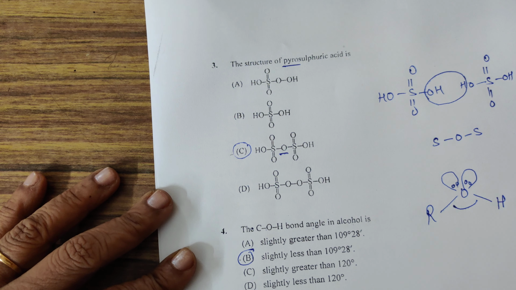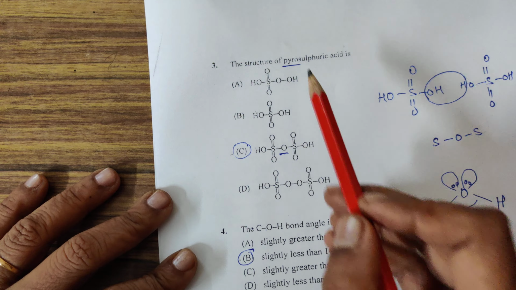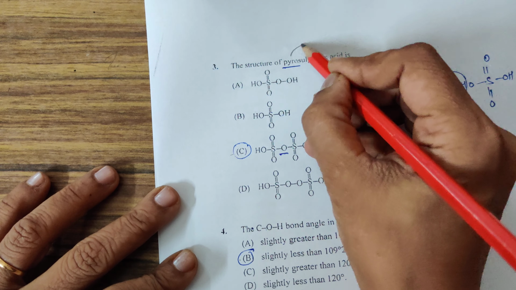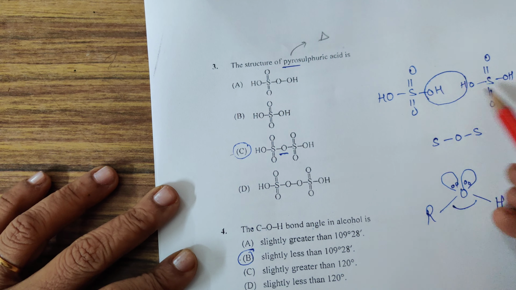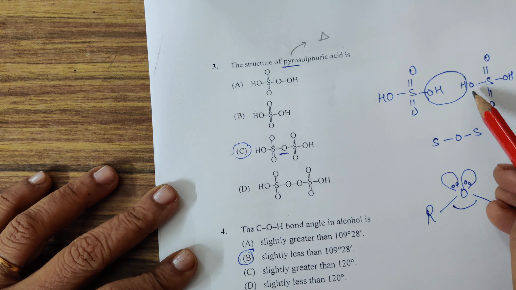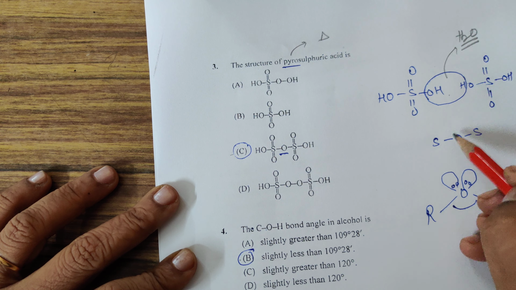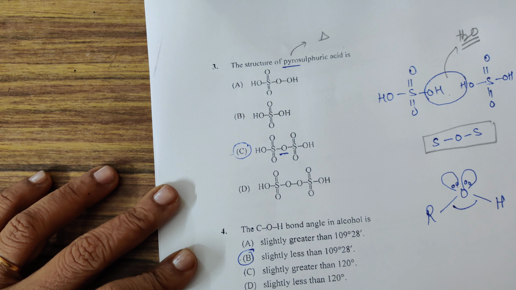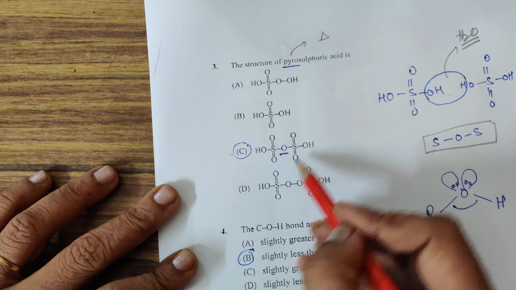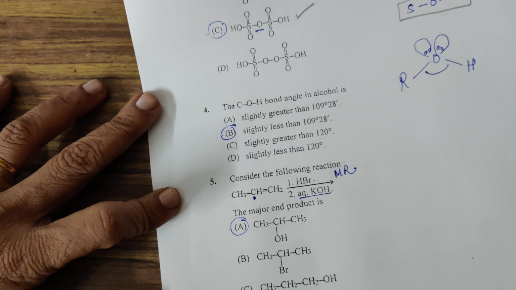The question number 3 was to identify the structure for pyrosulfuric acid. The word pyro ka matlab heat. When you heat sulfuric acid, two molecules of sulfuric acid lose a water molecule. And after losing a water molecule, they generate an S-O-S bond linkage. So your answer should be the C part.